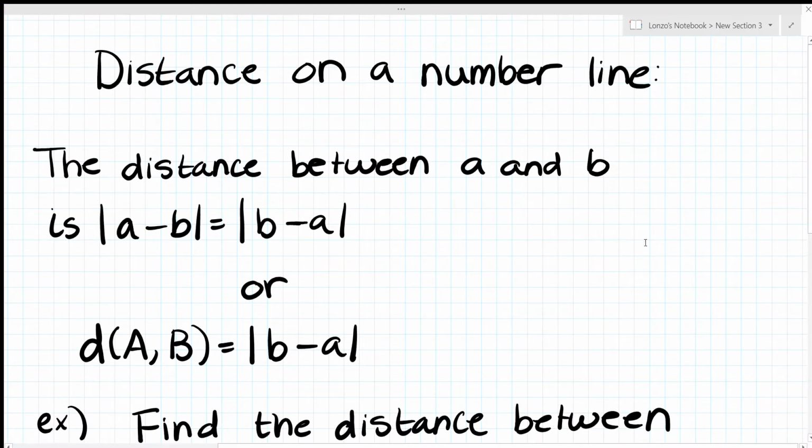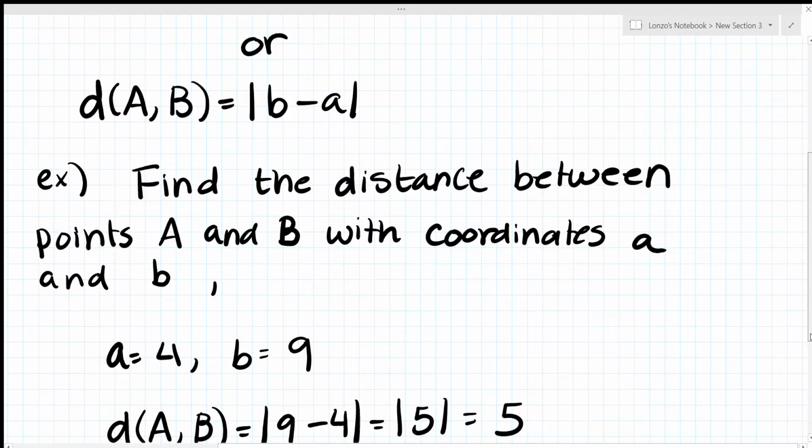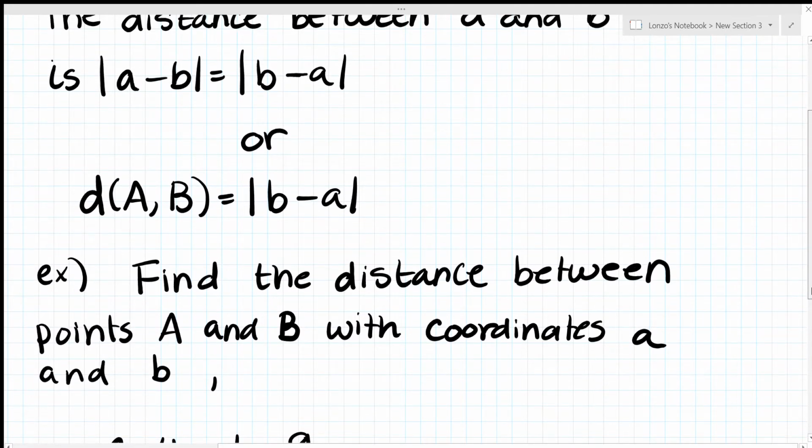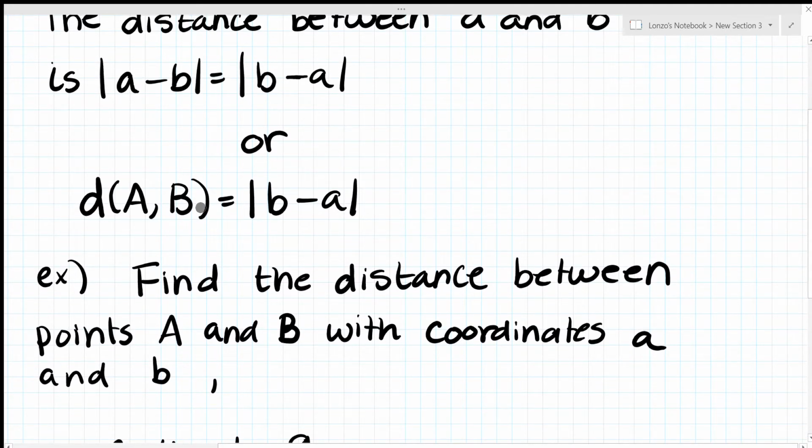The distance between A and B on a number line is the absolute value of A minus B, which equals the absolute value of B minus A. So you just have to determine your A and your B. So let's say you've got 2 points, A and B. It's going to be the absolute value of B minus A. Here's an example: find the distance between the points A and B with coordinates A and B. So let's say you're given A equals 4 and B equals 4. So you're going to use this rule right here.